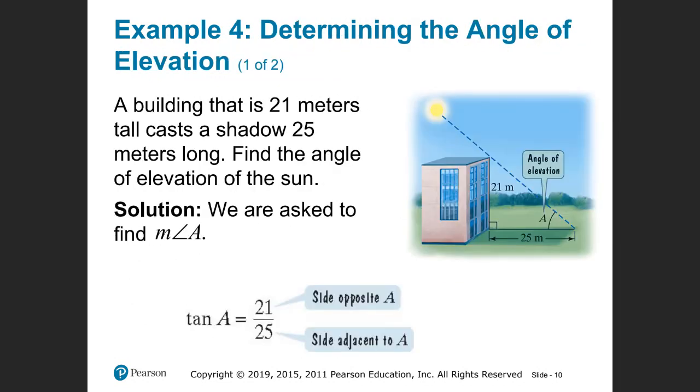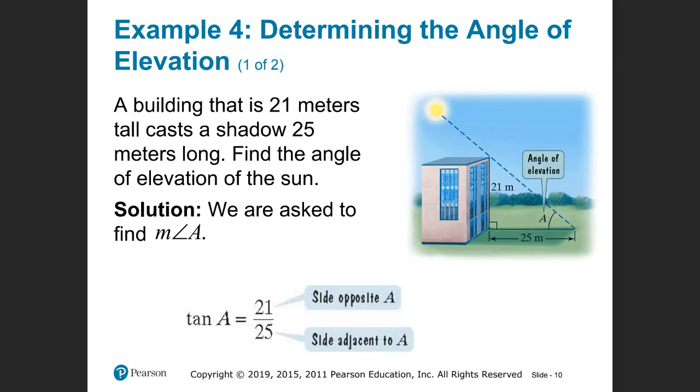In example 4, we're determining the angle of elevation. So we have a building that we know is 21 meters tall. It casts a shadow 25 meters long. Refer to the diagram. If you don't have a diagram, you can always draw one. We want to find the angle of elevation of the sun. So we're asked to find the measure of angle A as it has been marked in this figure.